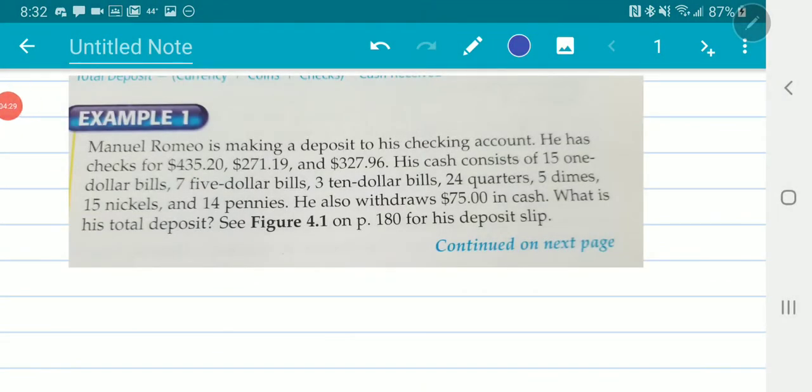So for our first example here, let's read. It says, Manuel Romeo is making a deposit into his checking account. He has checks of $435.20, $271.19, and $327.96. His cash consists of 5 $1 bills, 7 $5 bills, 3 $10 bills, 24 quarters, 5 dimes, 15 nickels and 14 pennies. He also withdraws $75 cash. What is his total deposit?